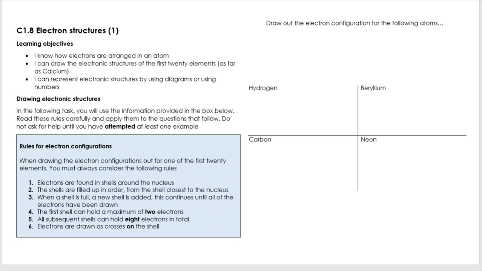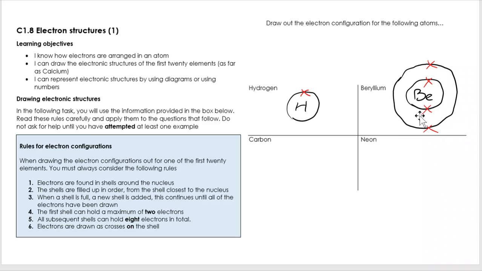Now hydrogen has atomic number of 1, so it has 1 electron. So I draw my ring around the H and I put my 1 electron on there. Beryllium has 4 electrons. Now the first shell can hold 2 electrons, so that means I have 2 in the first and I have 2 left to go in the second.